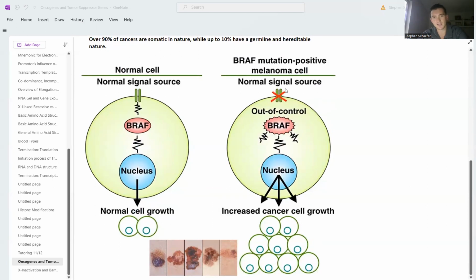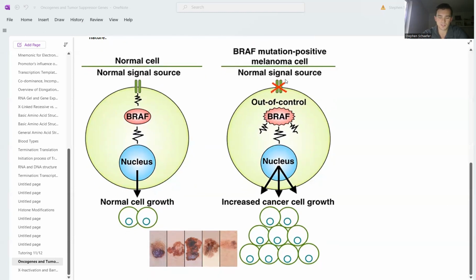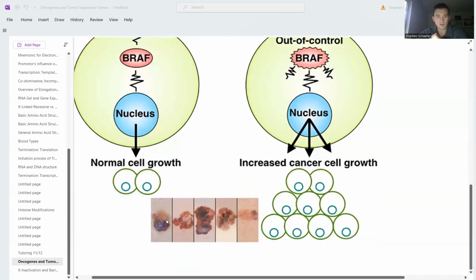But what's going to happen is, say this BRAF gene is going to be mutated with a gain of function mutation, right? So it's going to uncontrollably grow. So that normal signal source is going to be thrown out the window. It's going to be out of control. It's going to send those signals to the nucleus, and there's going to be way, way, way too much growth, which is going to be that cancer, which is going to manifest in that melanoma right here.